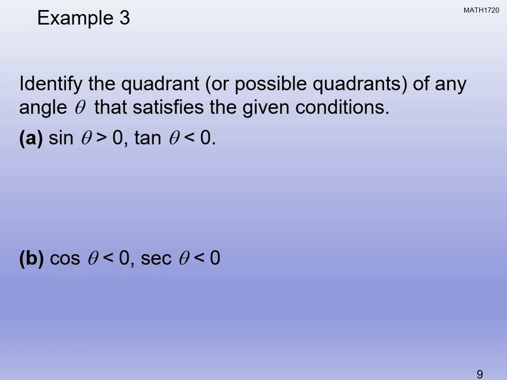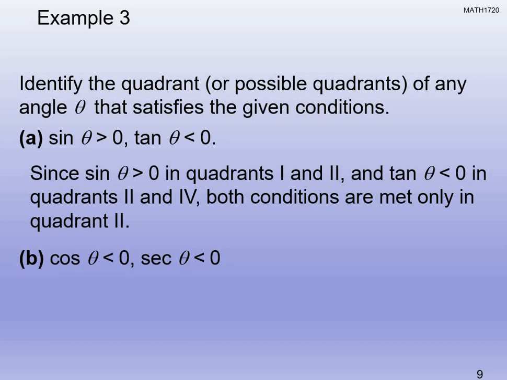Well, sine is positive in what quadrants? Sine is positive in the first quadrant, and sine is positive in the second quadrant. So those are our only two choices when sine is positive. Which one of those two quadrants, quadrant 1 or quadrant 2, is tangent negative in? Well, everybody's positive in the first quadrant, so it's not the first quadrant. It can only be the second quadrant. So that angle theta has to be in the second quadrant, because sine's positive there and tangent's negative there.